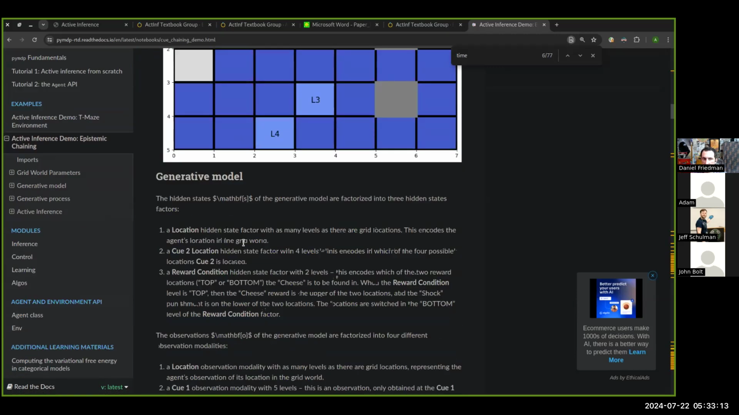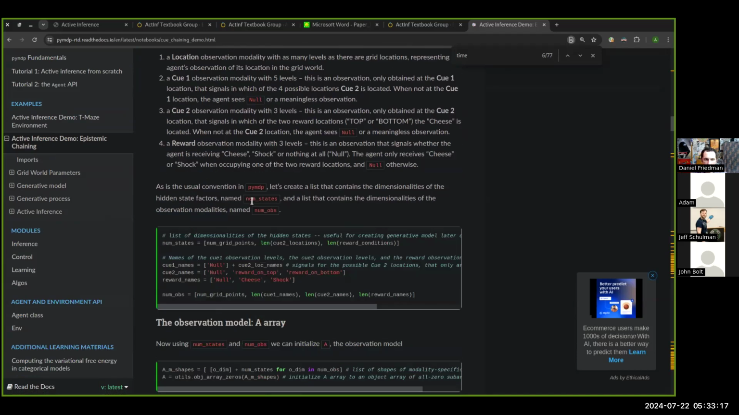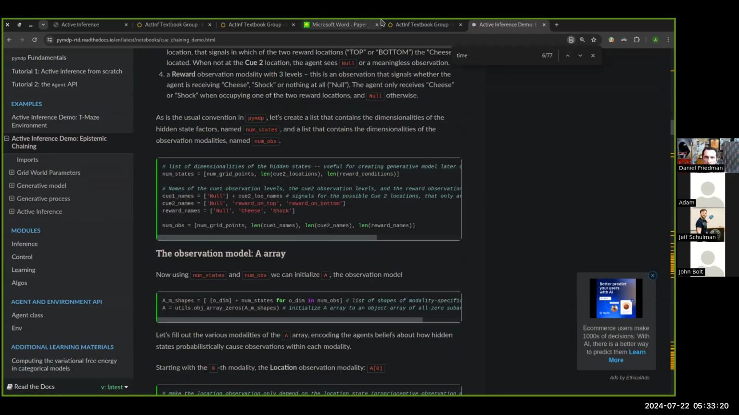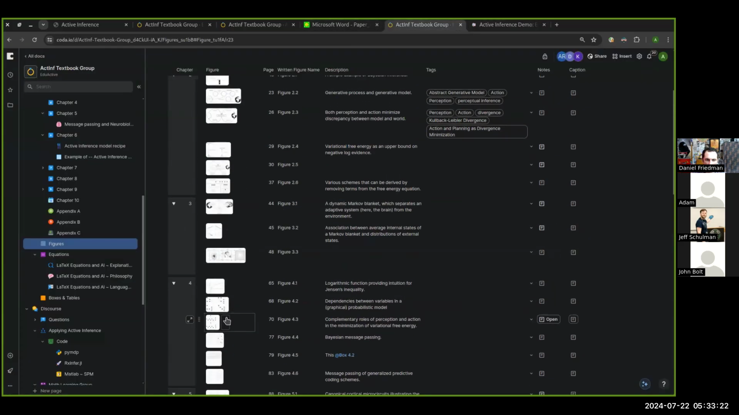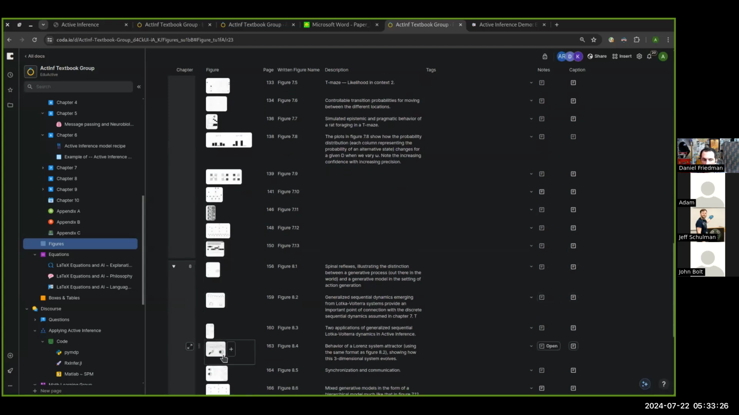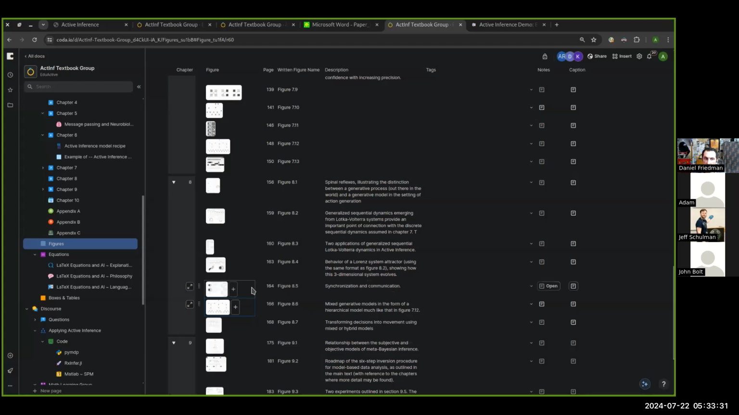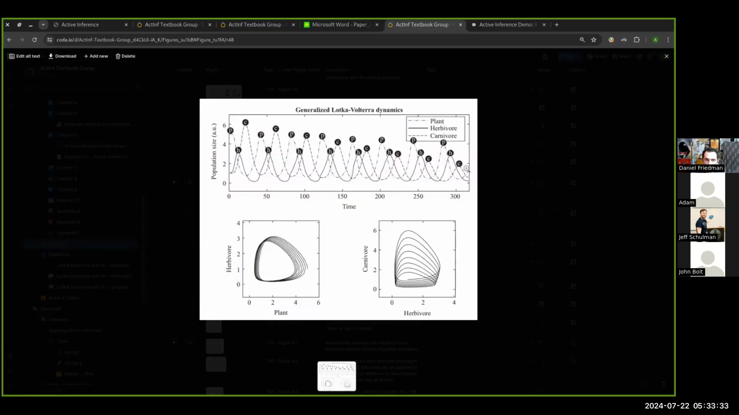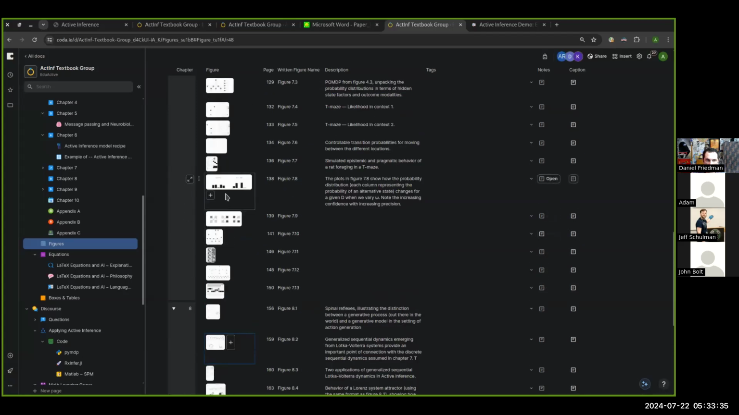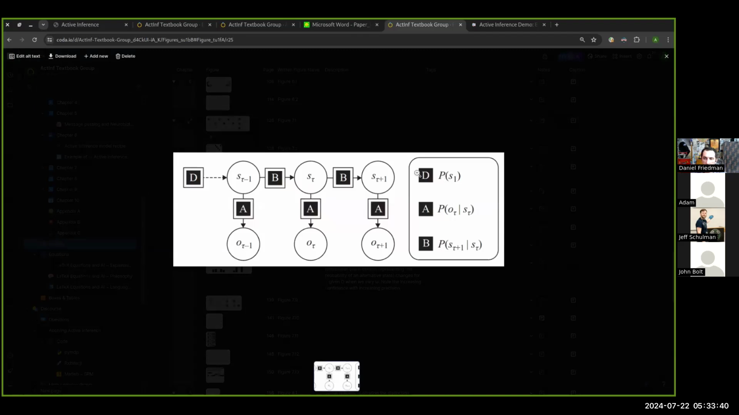Now we get to the generative model. We're in discrete time here. PyMDP is only in discrete time. Here's figure 7.1, so a little looking ahead to the discrete time model. This is the core sense-making motif.